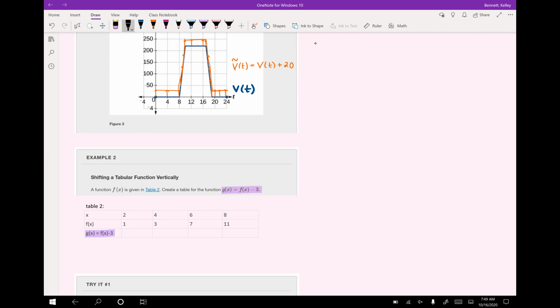And what we want to do is compute g of x equal to f of x minus 3. It just means that when I'm computing g of x, I'm just going to take whatever f of x was and subtract 3, right? So I'm just taking the f of x value and subtracting 3. So that's going to give me -2, 0, 4, and 8.